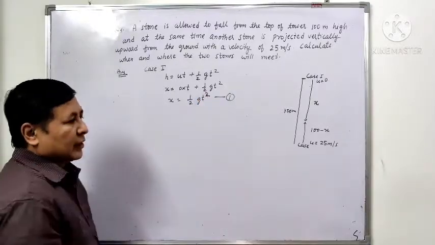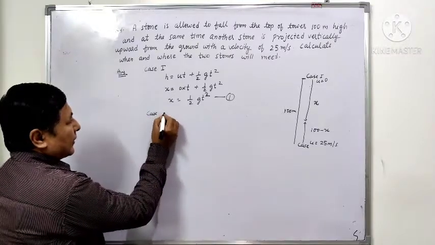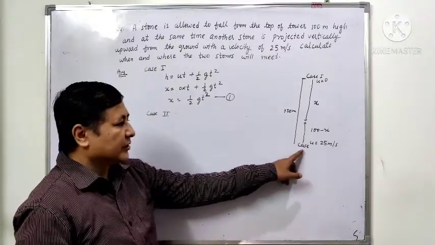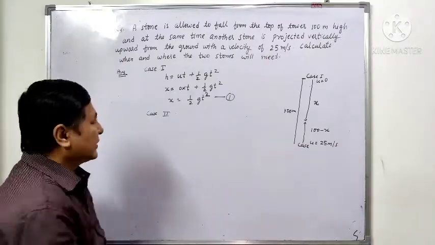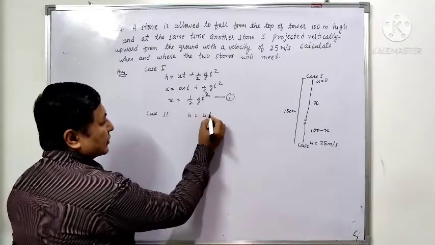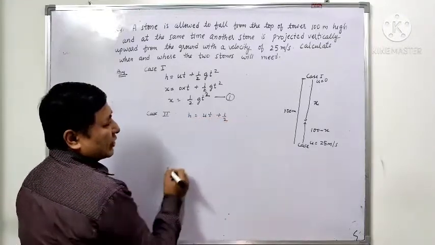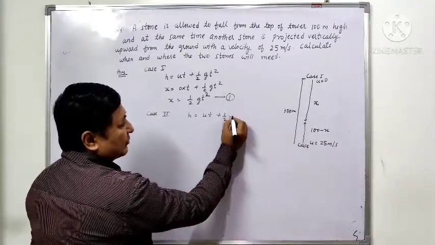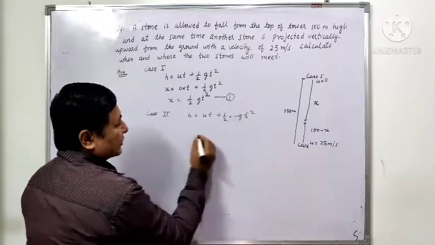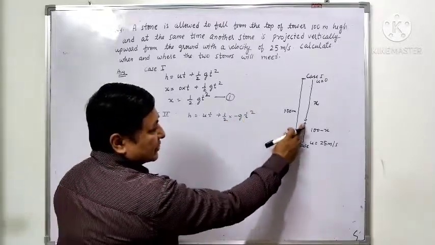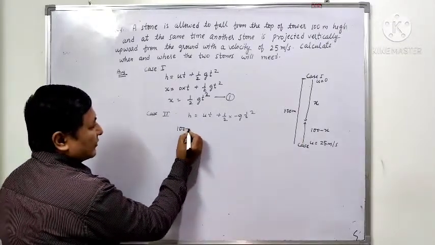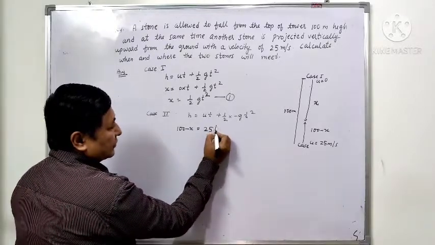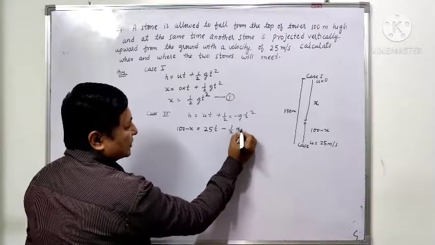Now in the second case, a stone is thrown vertically upward from here. So h equals ut plus half gt square. But this time the acceleration due to gravity is negative because it is going up. So this will be minus half gt square. Here the height traveled by it is 100 minus x. So 100 minus x equals u, the initial velocity, which is 25, into t minus half gt square.